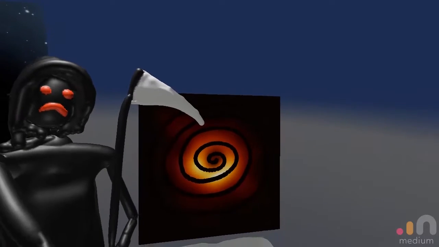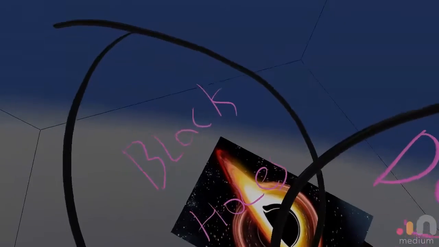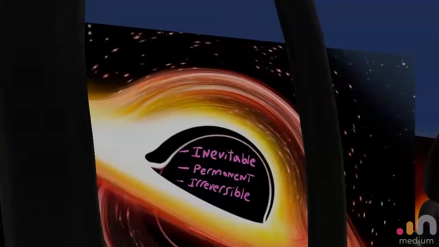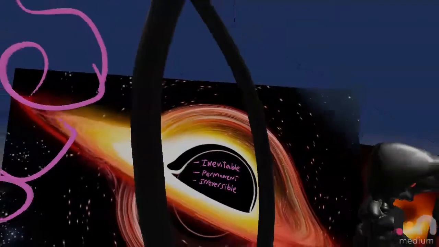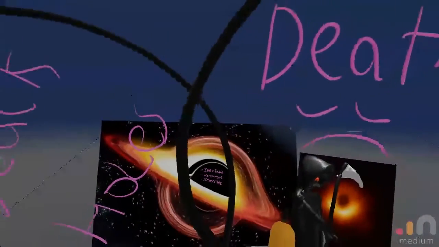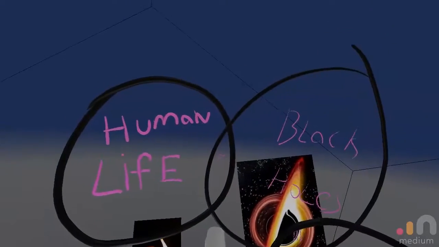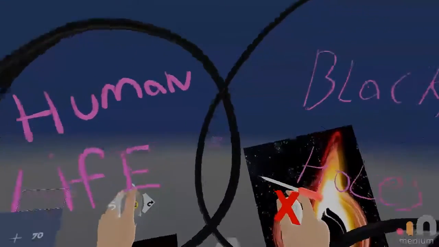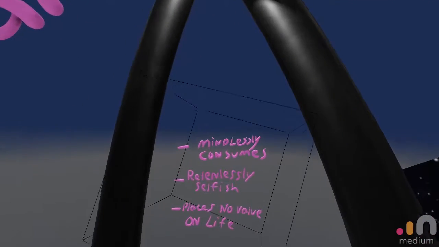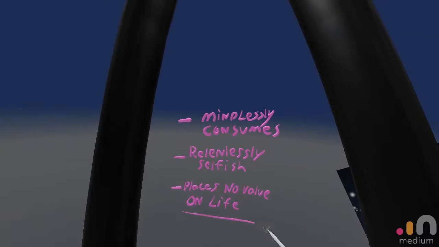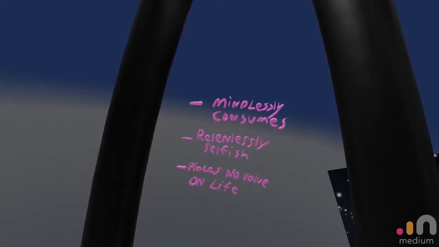And so, it appears to me that a black hole is very much like death. As you can see here on the Venn diagram, they are both inevitable, permanent, and irreversible. Which means that symbolically, a black hole is equivalent to death. But we are not drawing death. We want to draw a living person who has the essence of a black hole. Which means we need to draw another Venn diagram to know where humans and black holes overlap. Alright, so here's what I have come up with. Mindlessly consumes, relentlessly selfish, places no value on life. So basically just your run-of-the-mill boomer.